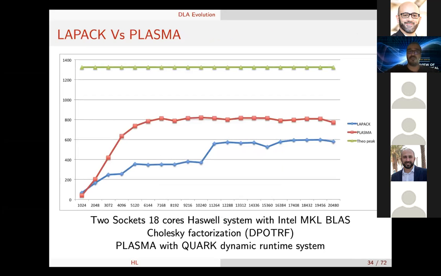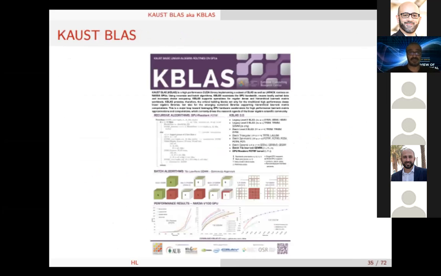And here's the performance, right? Moving from LAPACK to PLASMA with tile algorithms and a dynamic runtime system, you get a performance boost. And this is the performance boost that we are really after and trying to improve even further moving forward.